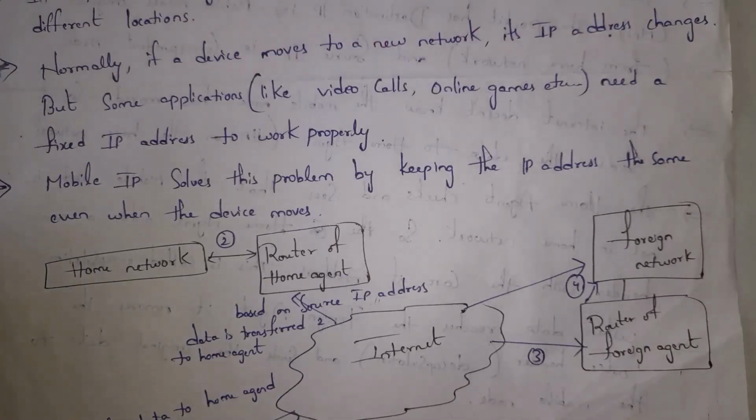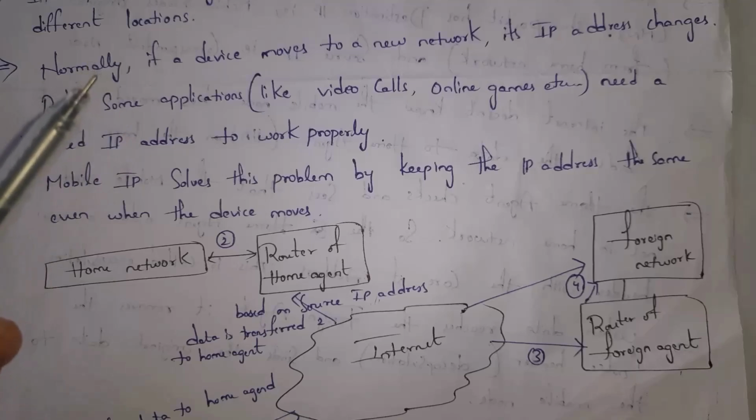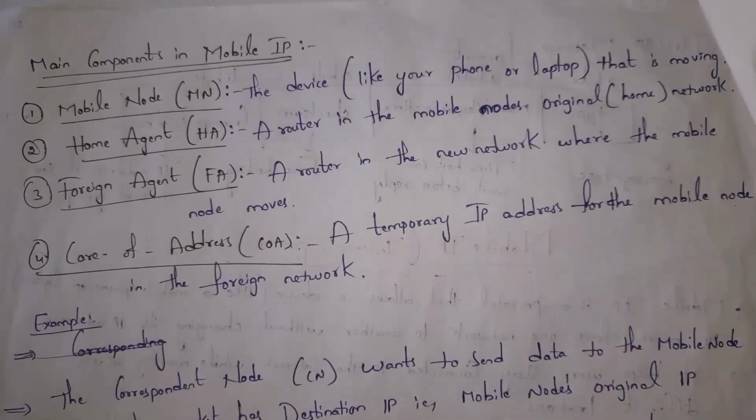Guys, normally if you move our device to a new network, then the IP address will change. But if you consider some applications like video calling and online games, if we change IP address, these applications will not work. So applications like video calls and online games need a fixed IP address in order to work properly. So by using mobile IP protocol, we can solve this problem by keeping our IP address fixed even if we move to different networks. Guys, there are four main components in mobile IP.